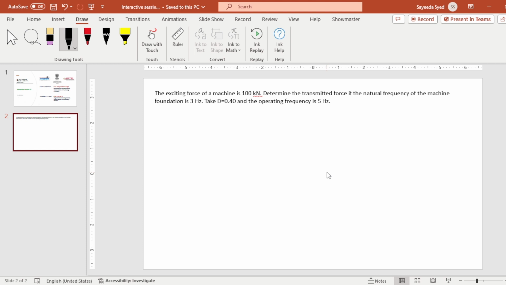The exciting force of a machine is 100 kilonewton. Determine the transmitted force if the natural frequency of the machine foundation is 3 Hz. Take D equal to 0.4 and the operating frequency equal to 5 Hz. So, let's solve this. What is given to us? Let's just write that.